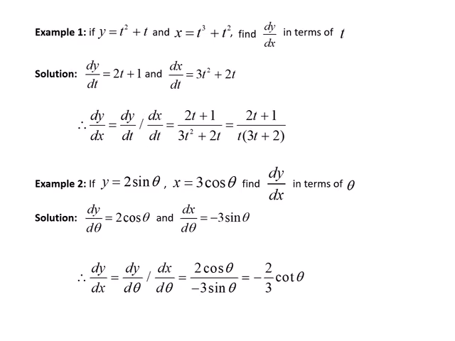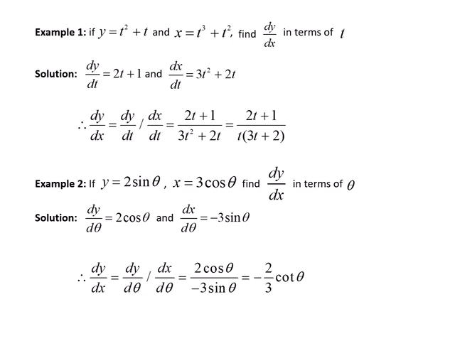If y equals t squared plus t and x equals t raised to power 3 plus t raised to power 2, find dy/dx in terms of t. We are given a function of y there, and we are given a function of x there. So now we are going to find dy/dx in terms of t. Let's start. Look at the solution.